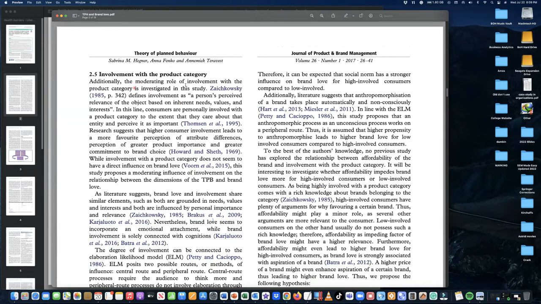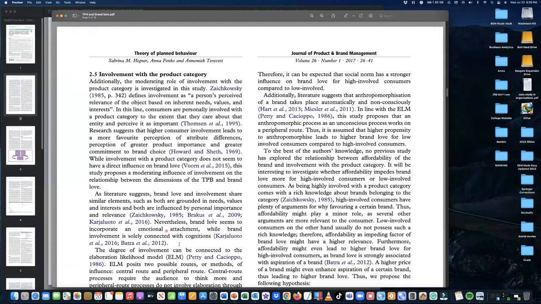But then he has another variable again, called involvement. Additionally, the moderating role of involvement with the product category is investigated in the study. Zaichkowsky defines involvement as the person's perceived relevance of the object based on inherent needs, values, and interests. Consumers are personally involved with the product category to the extent that they care about the entity and perceive it as important. So the more you involve a brand, the more you love a brand. That's what he's trying to say.